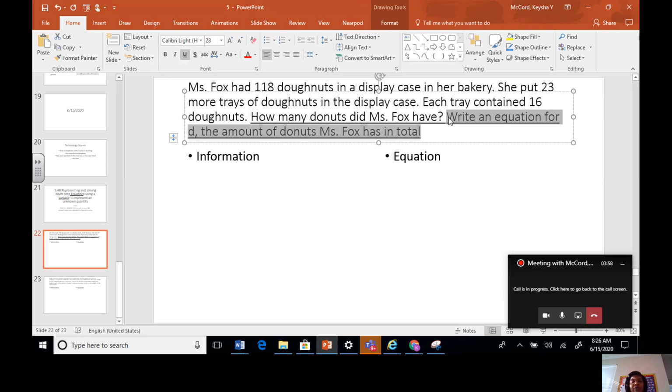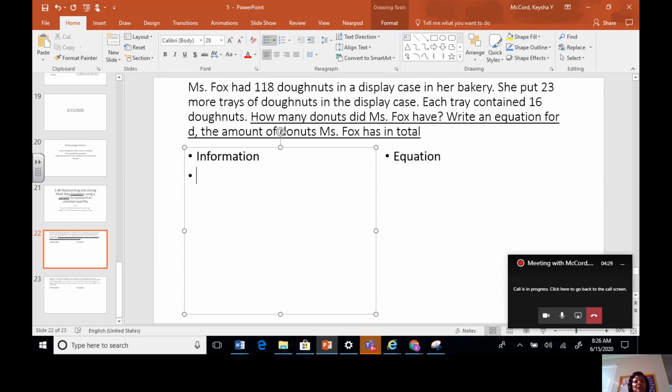So let's look at this first part first. Write an equation for D. What is our variable going to be here? D. D is our variable. And what does it represent? Well, the comma, and then it says the amount of donuts Miss Fox has in total. So if you look here, in most questions, when they say write an equation for the variable, right after it, they're going to tell you what that variable represents. So for example, write an equation for D, the amount of donuts Miss Fox has in total.